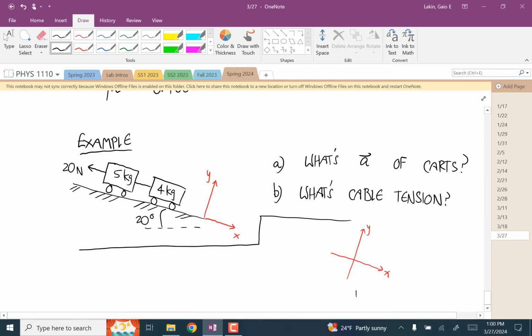The weight force is this way. So is this angle for the weight going to be 270 plus 20 or 270 minus 20? Plus, because you have to go all the way around past the 270.